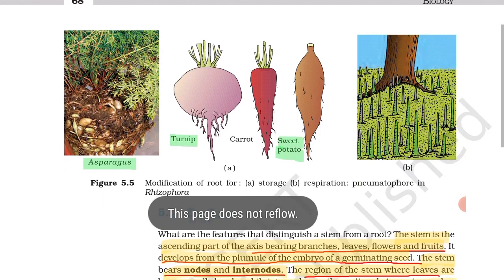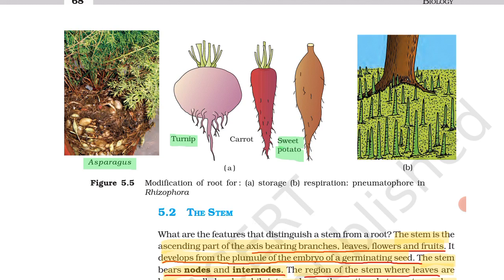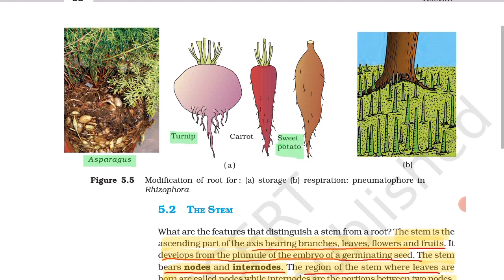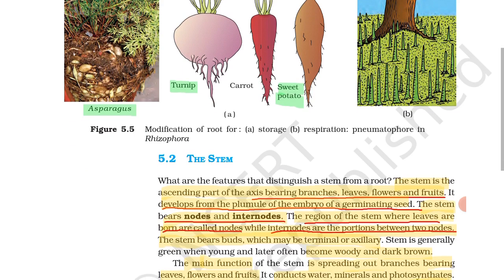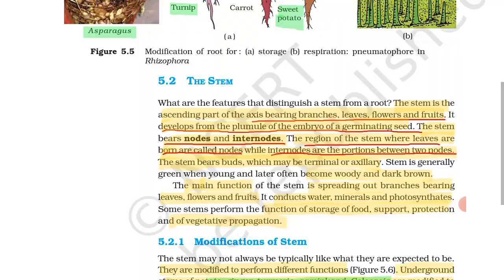So we have seen figure 5.5, in that turnip, carrot and sweet potato are modified for food storage, and next is respiration, that is nematophore in rhizophora. So let's learn stem.